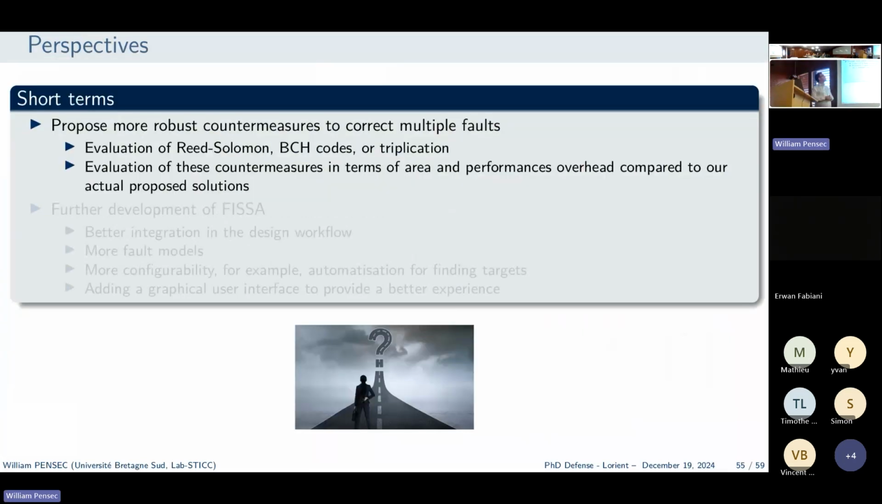Now, in terms of perspectives, in the short term, I would like to propose more robust countermeasures to protect against multiple faults. For that, I would like to evaluate Reed-Solomon, BCH code, or even replication to compare the results of these countermeasures to our currently proposed solutions. So these countermeasures will be evaluated in terms of area, performance overhead and security, of course.